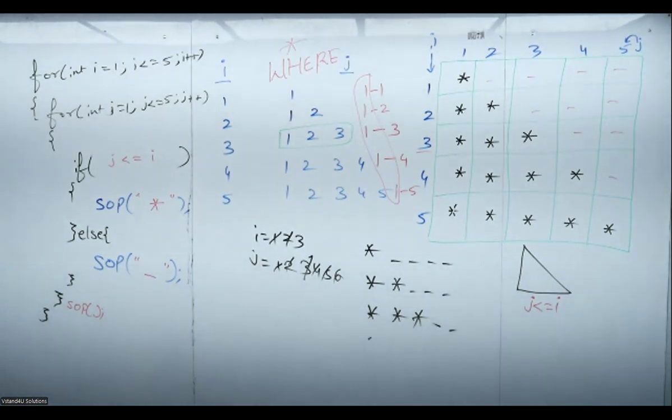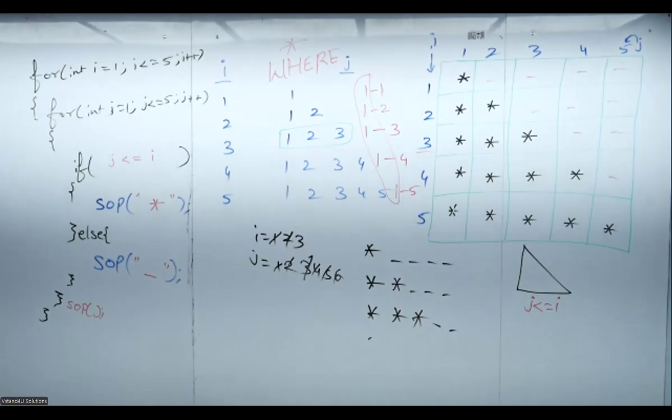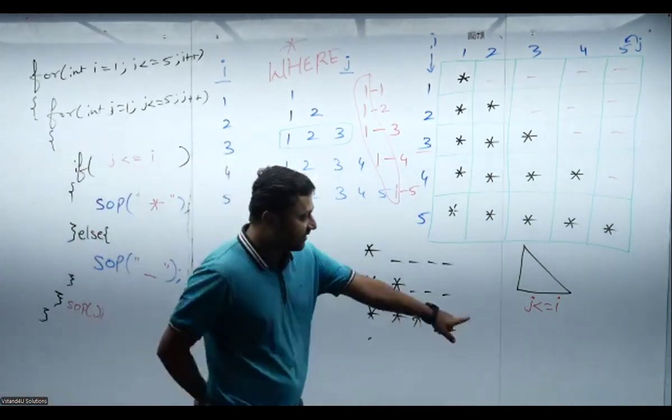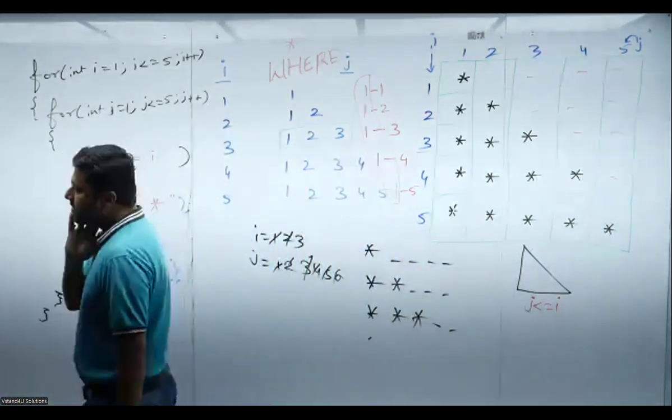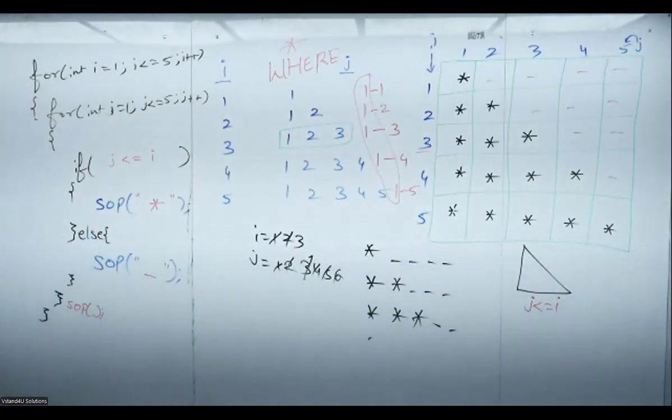Put it in the group. Right angle triangle. Pattern name is right angle triangle. Ensure to put the condition for that.